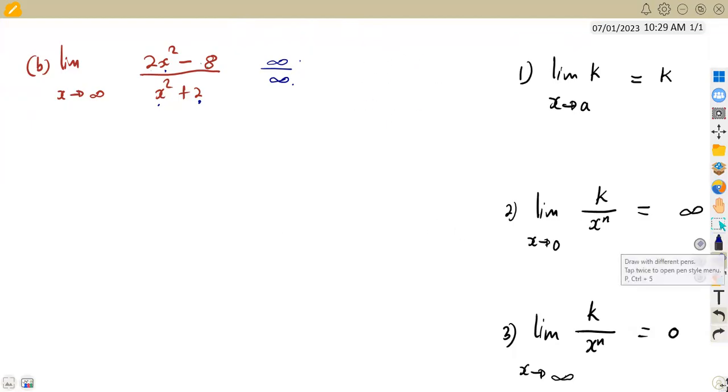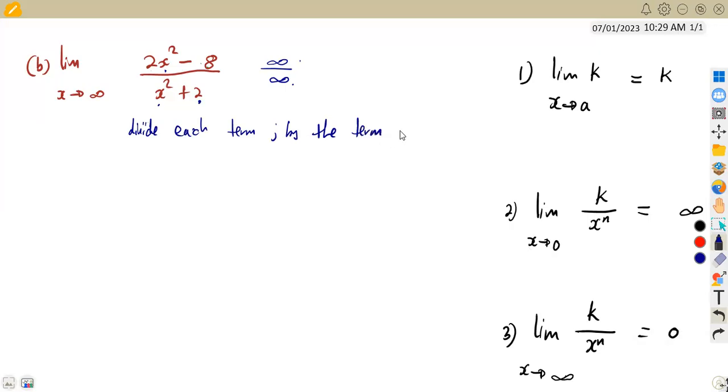So we are going to think of dividing. So what do you do? What are you going to do? You divide by the term with the highest exponent. So you divide each term by the term with the highest exponent. Let's just say x, which is our term. You understand, by the term with the highest exponent. So this is the highest exponent, which is the highest power in this case.